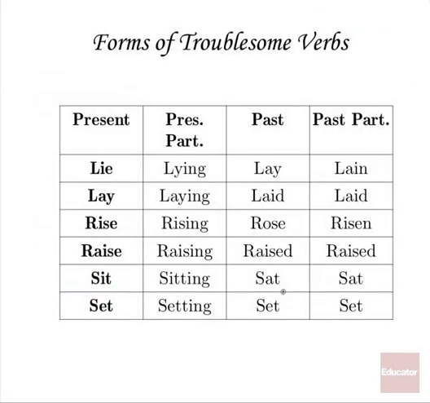Now, let's look at the forms of these verbs. This is where it gets really, really tricky. We've been looking at the present and the base form of each verb. Lie, lay, rise, raise, sit, and set. Now, the present participle is formed along the usual rules. Lying, laying, rising, raising, sitting, and setting.